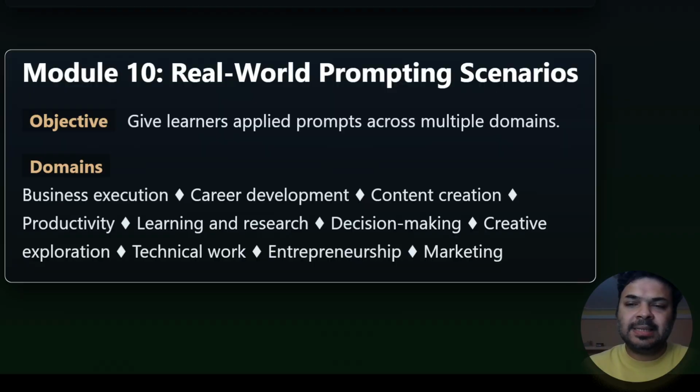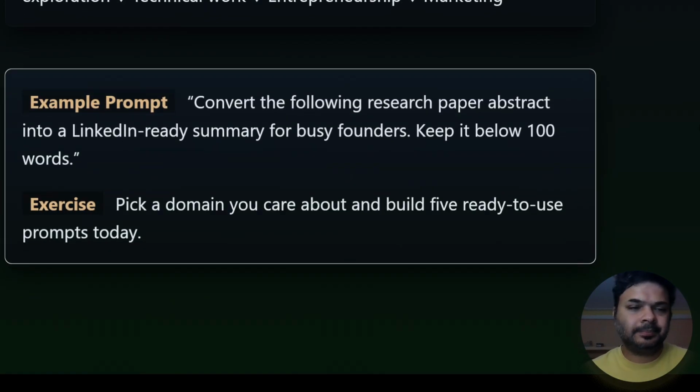Real world prompting scenarios give learners applied prompts across multiple domains. So there can be domains like business execution, career development, content creation, productivity, learning and research, decision making, creative exploration, technical work, entrepreneurship, and marketing.